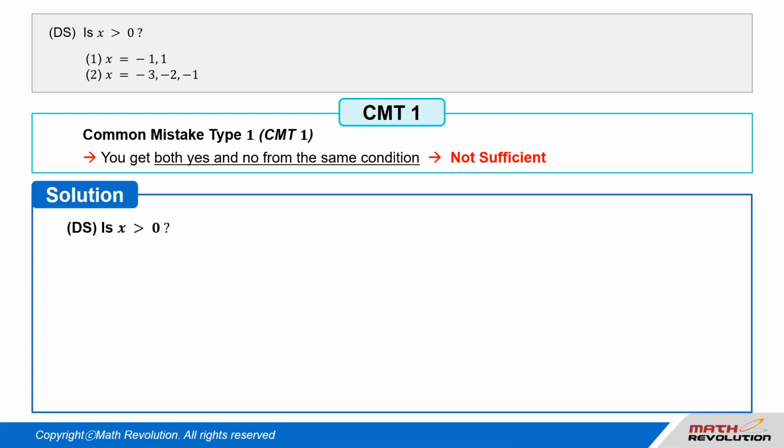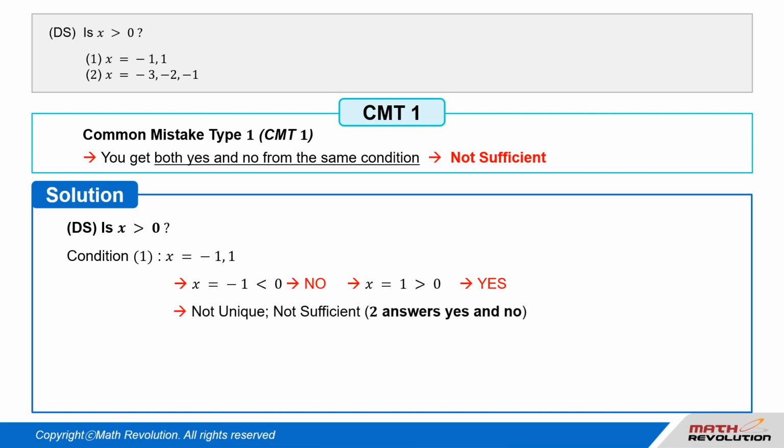Note: is x greater than 0? Condition 1. X equals -1, 1. X equals -1 is less than 0, no. X equals 1, which is greater than 0, yes. Since you can get two answers, yes and no, it is not sufficient.